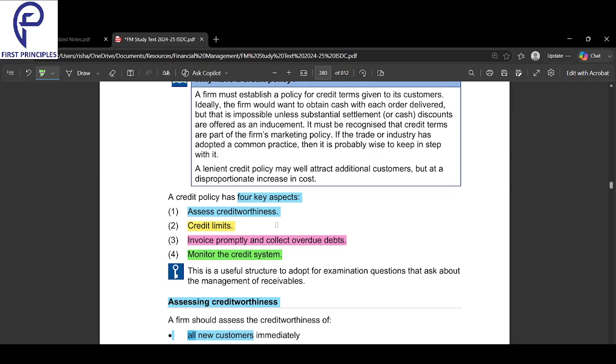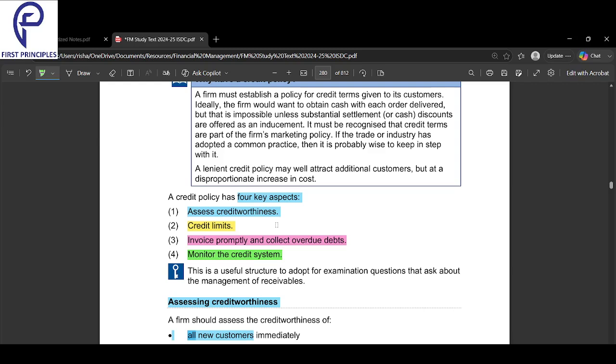Okay, so let's assess the credit worthiness. What do you mean by credit worthiness? We will see whether we should give them credit or not. Second, if we are giving them credit, how much to give and for how long. That is credit limits.